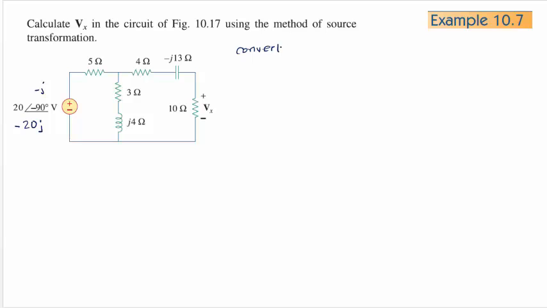Convert the source using our source transformation. So the current will be voltage divided by resistance, which is minus 20j divided by 5 ohms. So that equals minus 4j amps. And now our circuit looks like this. J4, I should say, not 4j. And then I have a 5 ohm.